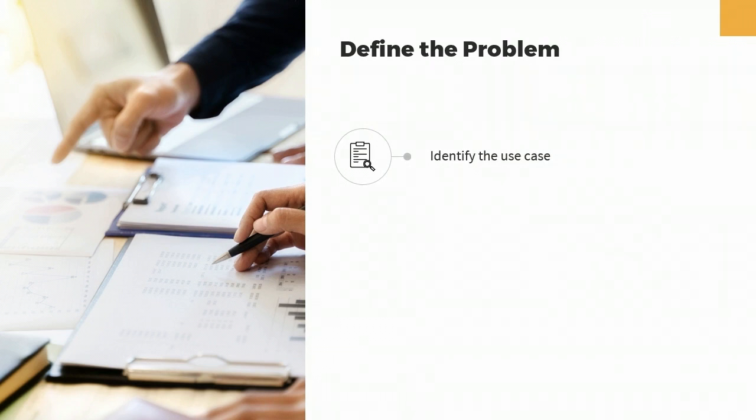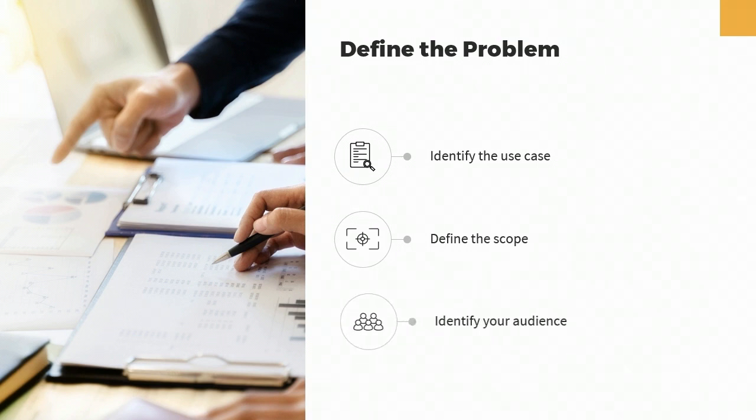Identify the use case. What problem are you trying to solve, and how will a chatbot help you solve it? Define the scope. What specific questions do you want the chatbot to answer? How deep and broad should its knowledge be? Identify your audience. Who will be using the chatbot? What are their expectations, and how can you design the chatbot to meet their needs? By clearly defining the problem, you can ensure that your chatbot is built with a specific purpose and target audience in mind, making it more effective and useful.